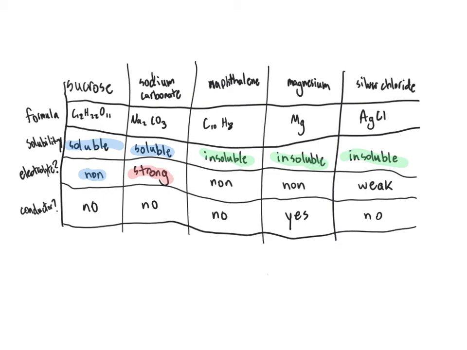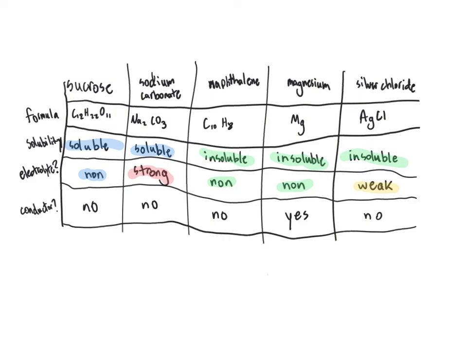Now, for the insoluble ones. The green highlighter is non-electrolytes, and the yellow highlighter is weak electrolyte. So if it is insoluble and a non-electrolyte, it is either naphthalene or magnesium, but if it's insoluble and a weak electrolyte, then it is silver chloride.